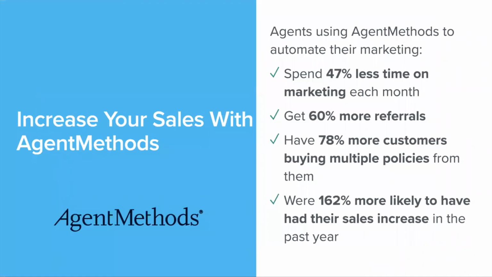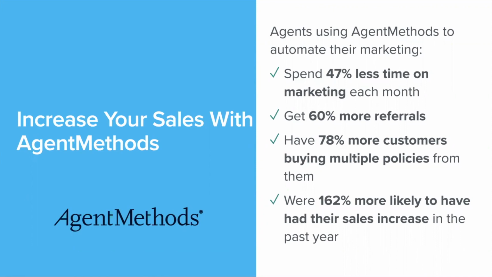So the results of all of this. We're seeing agents that are using our websites, our scheduling system, our email marketing, and our social media, other services. What we're seeing, and this is the best thing of all because our goal is to help you increase sales, is that agents using AgentMethods spend on average 47% less time on marketing. Imagine if you could cut the time you spend on marketing in half. So right away, a bunch of free time you can use for other things.